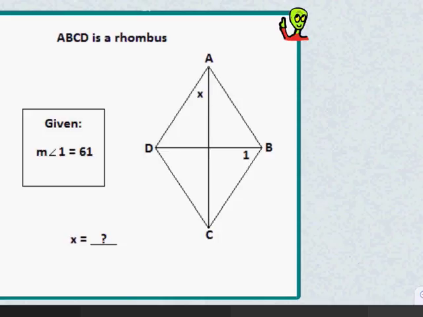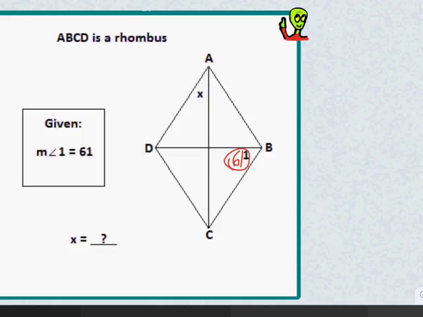We're going to work with a few rhombus questions right now. On this first problem, we have angle 1 is equal to 61 degrees, and we're going to find all of the angles. So if that angle is 61, there's a couple of theorems dealing with a rhombus that we should know.